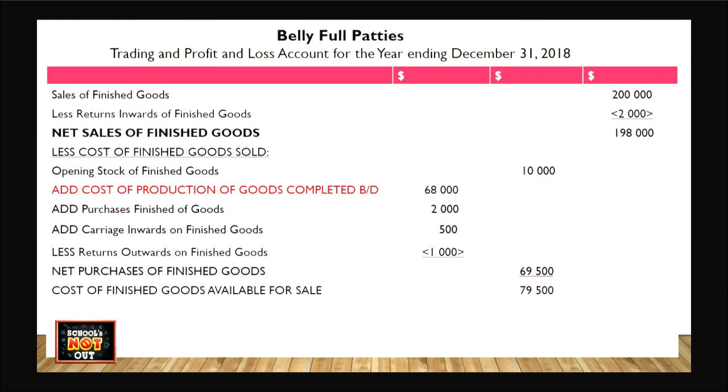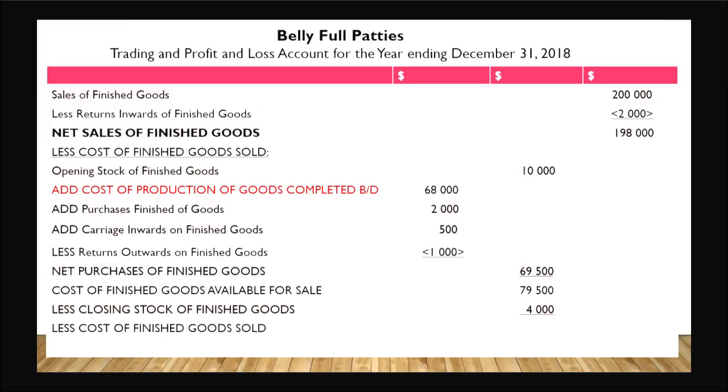When we add both figures, we get a total of $79,500. And that represents, again, our cost of finished goods available for sale, $79,500. Now, students, let's see if we can put together the mnemonic that I taught you before. Only, pretty, pet, cats, rest on neat, comfortable, cozy. Two other C's are missing. What could they be? Let's go.